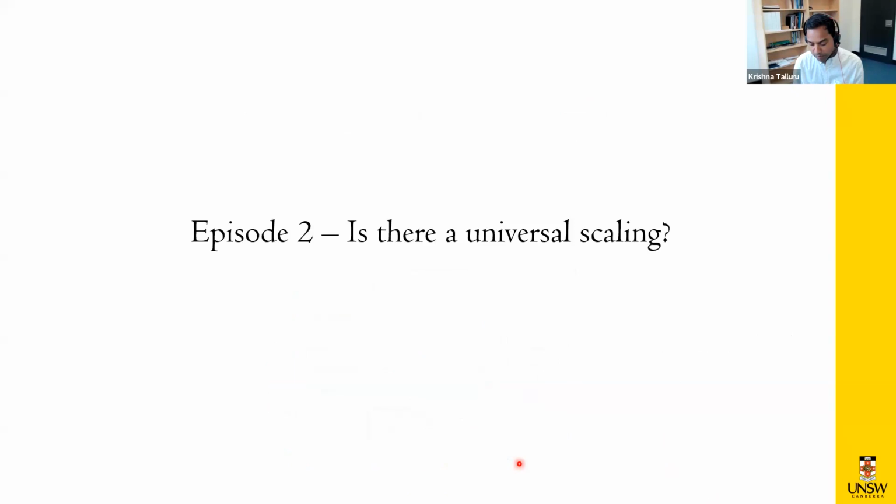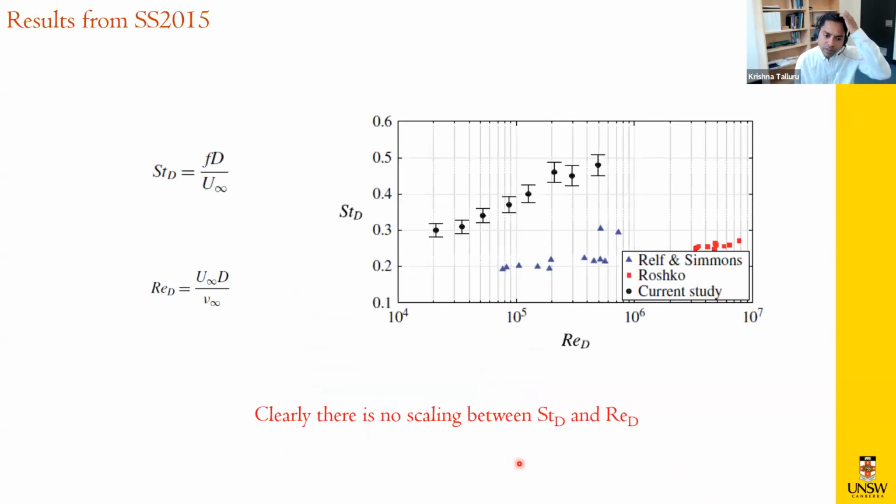So that brings me to the second episode. Do we have a universal scaling for compressible wakes? I think the starting point they took was just using the traditional definitions of Strouhal number and Reynolds number, which is primarily based on the cylinder diameter d and the free stream velocity.